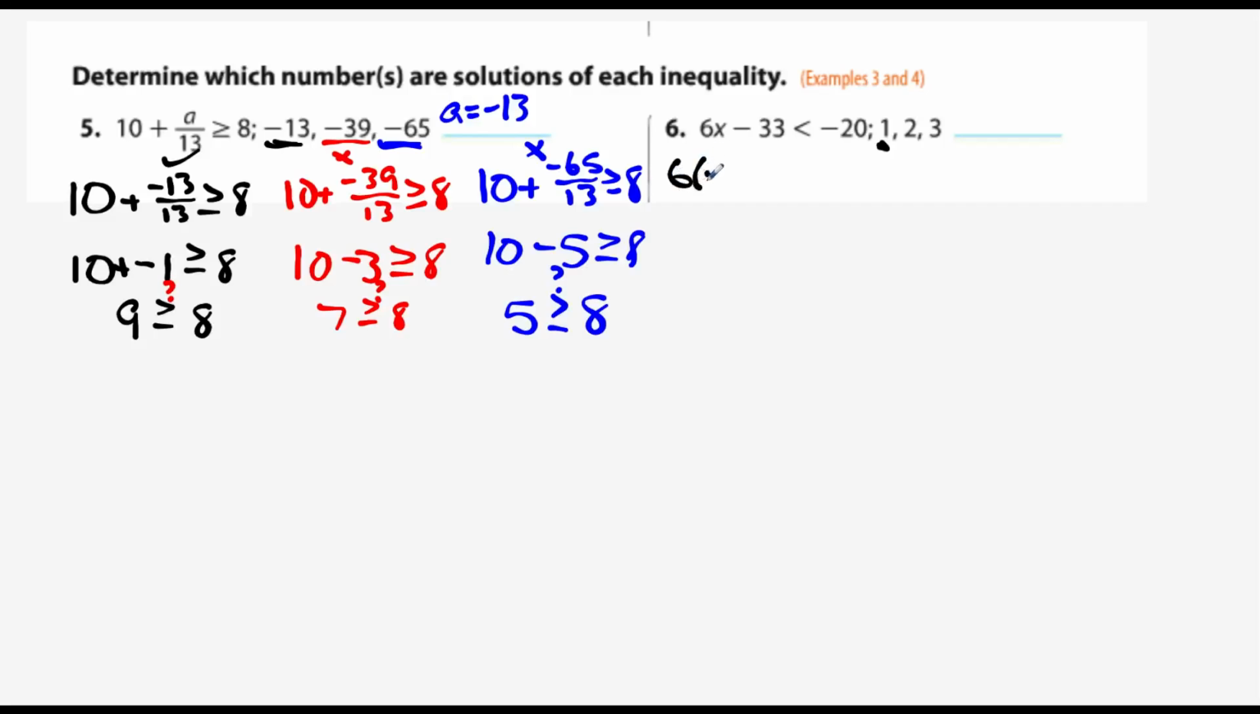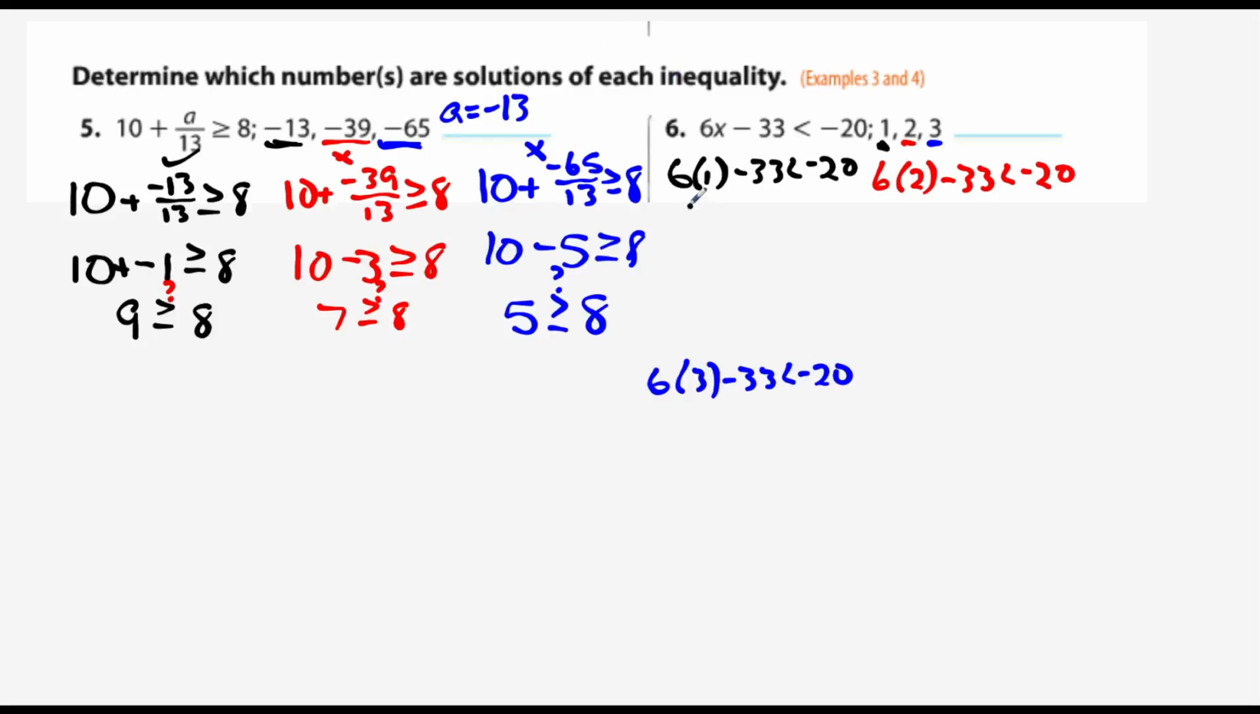So 6 times 1 minus 33, is that less than negative 20? And then 2, so 6 times 2 minus 33, less than negative 20. And I might run out of room, we'll just put it down here. So 3, 6 times 3 minus 33, less than negative 20. And then we do our work.